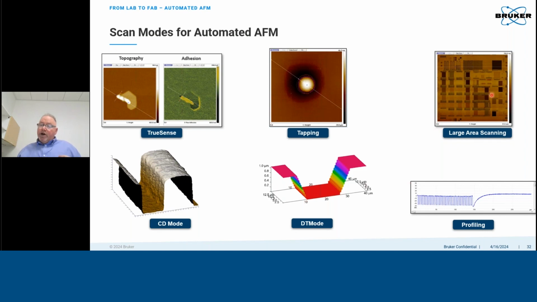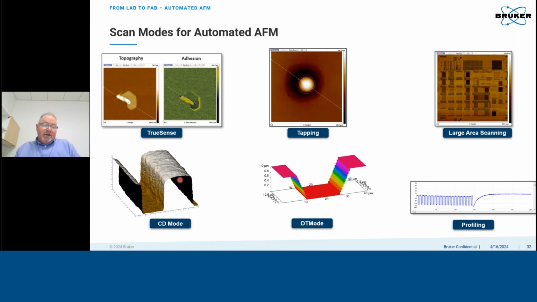On the right-hand side, we have large area scanning. This is an AFP-specific scan mode. This is not available on the Insight CAP platform. Large area scanning is generating AFM images over the millimeter to hundreds of millimeter scan areas. So you have AFM resolution in Z while you're able to scan over full die and even larger in some cases.